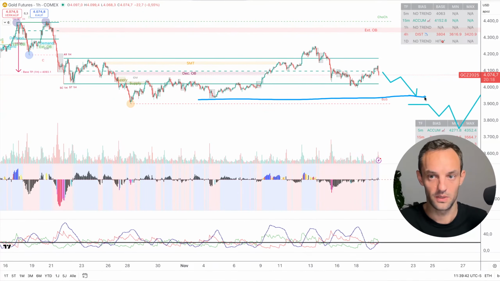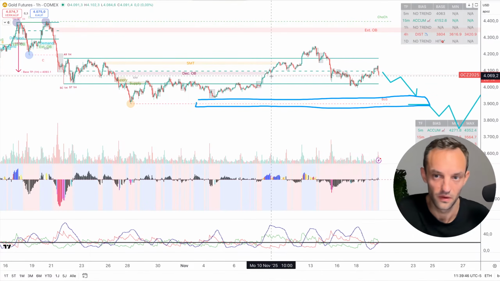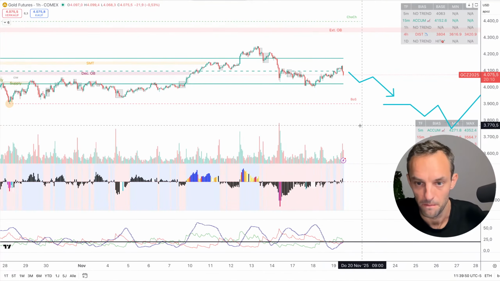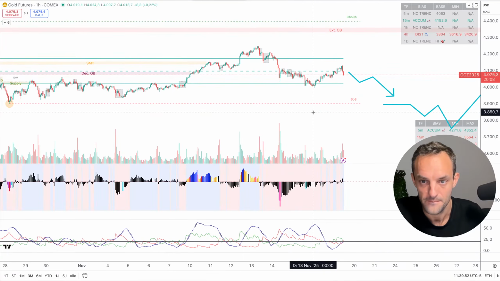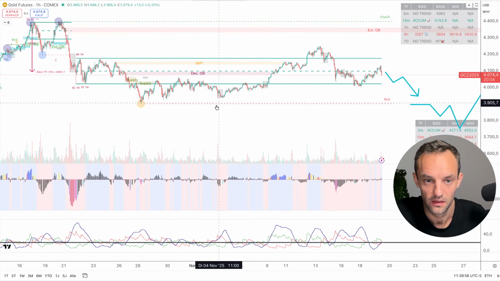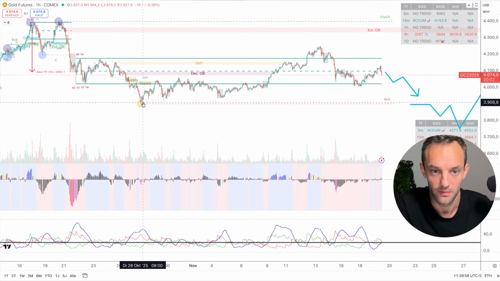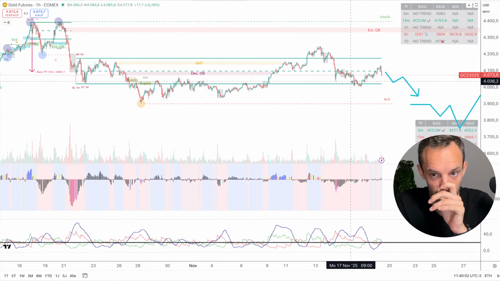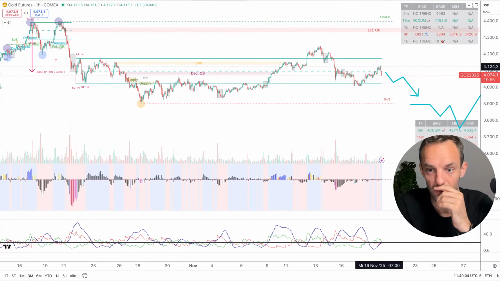Here is a lot of liquidity. So this is, from my point of view, the next move. We have some sellers here in control. Sellers in control.